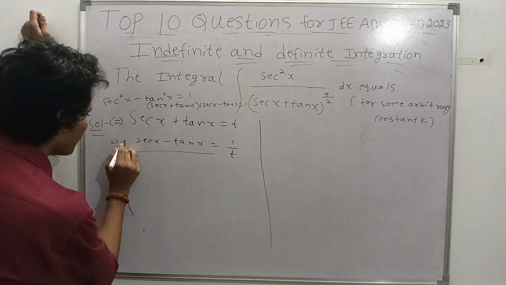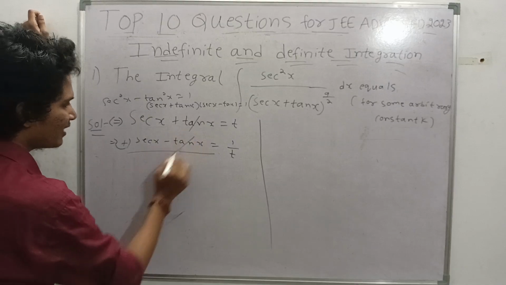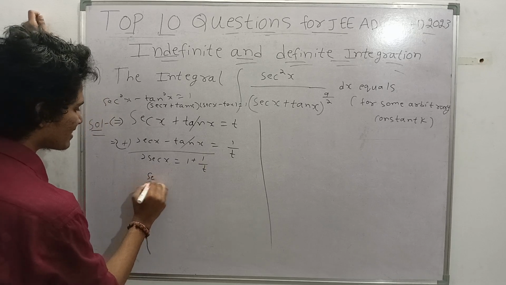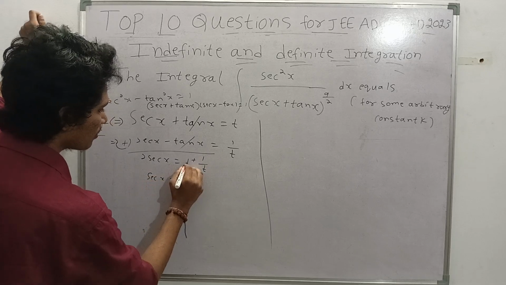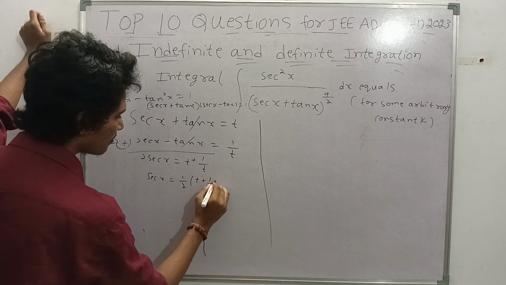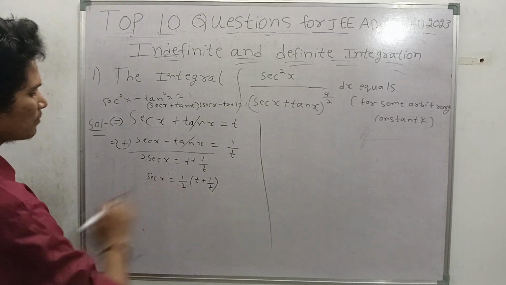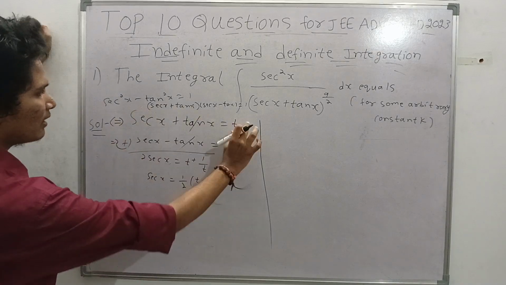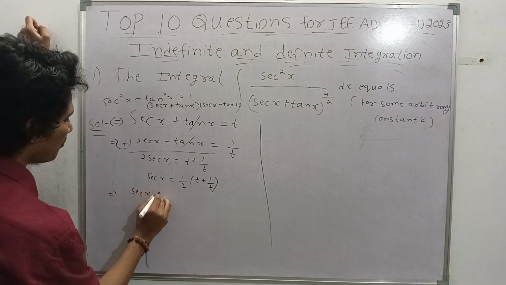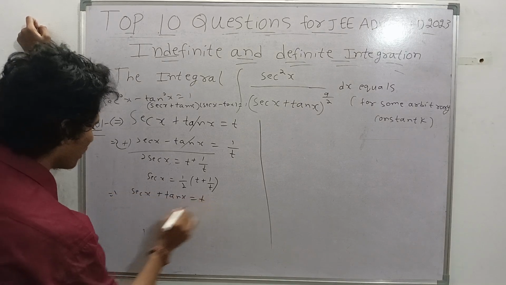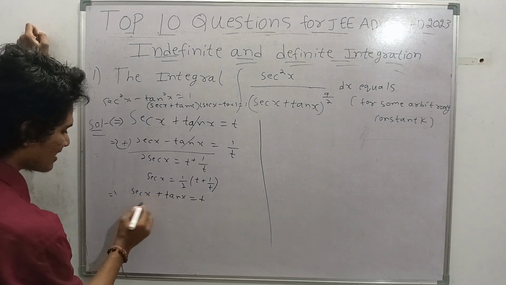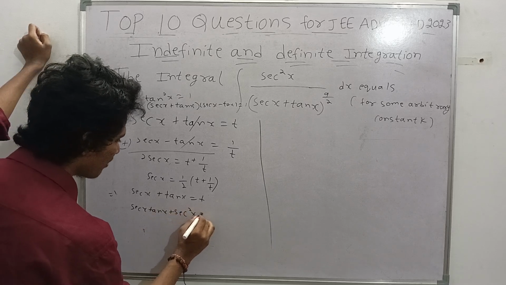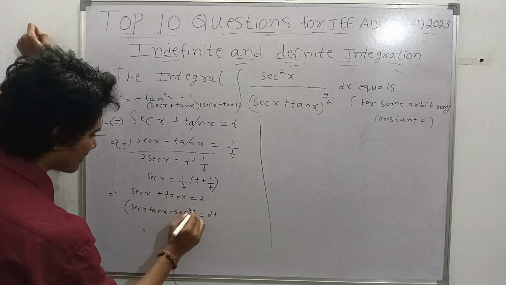Now I am adding these two equations. What will I get? I will get 2 secant x equal to t plus 1 by t. So secant x equals half into (t plus 1 by t). I am getting like this. This is secant x. And I assumed secant x plus tan x equal to t. What is the differentiation of this? The differentiation of secant x is secant x tan x, and of tan x is secant square x, equal to dt. Here it is dx.